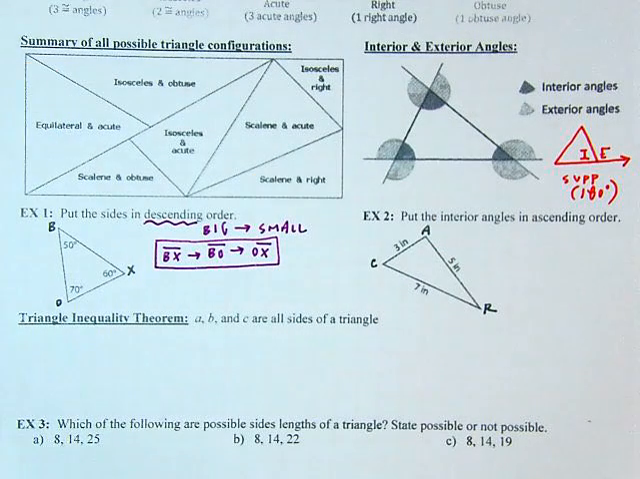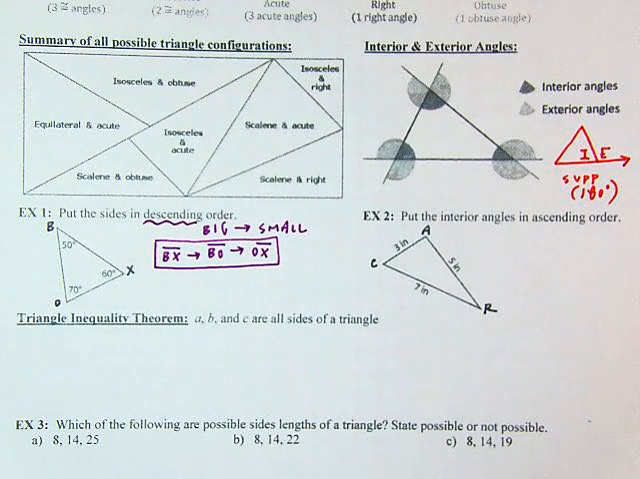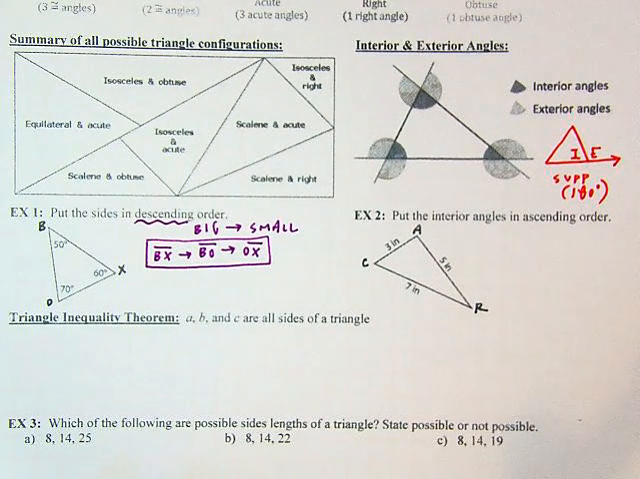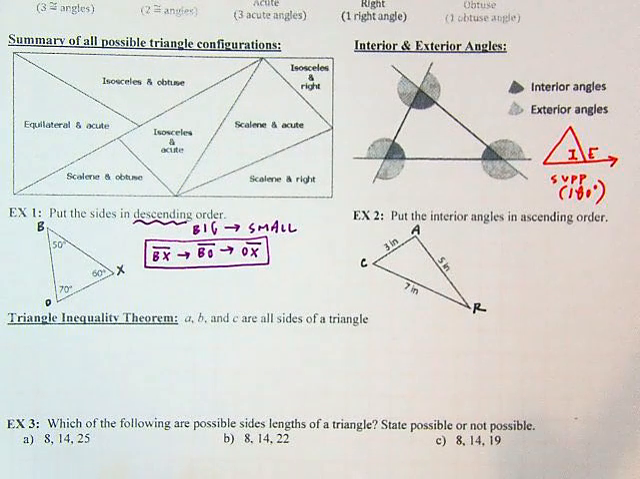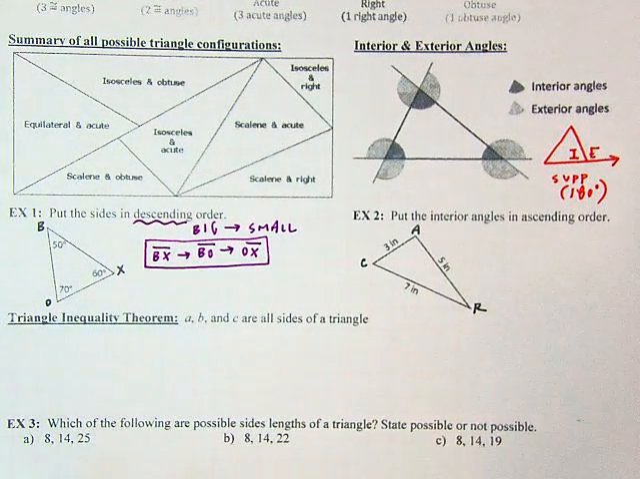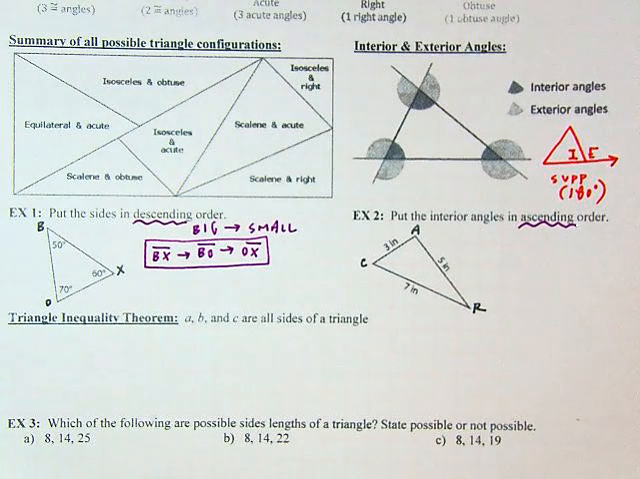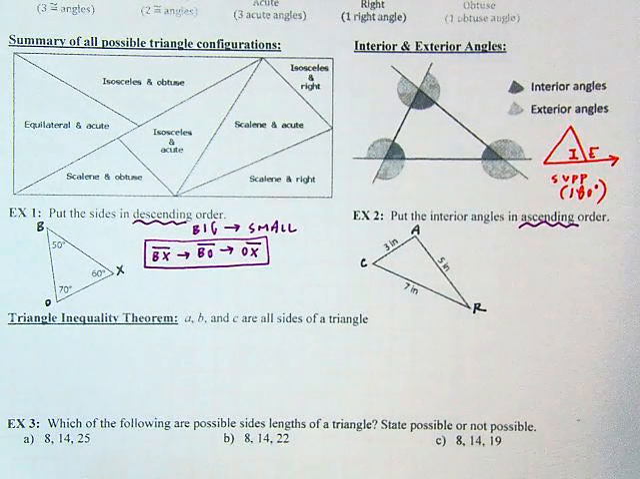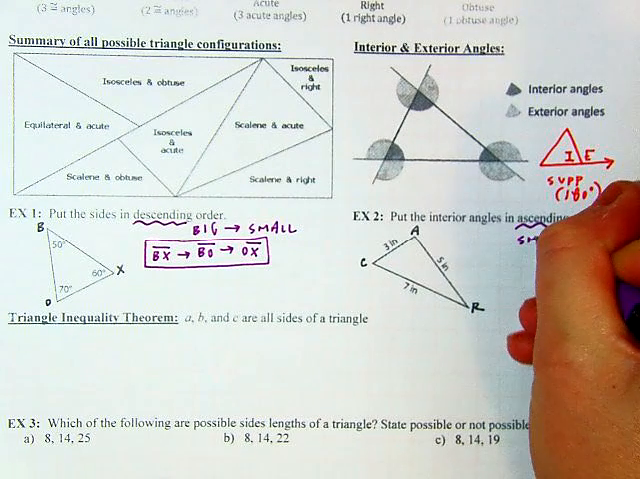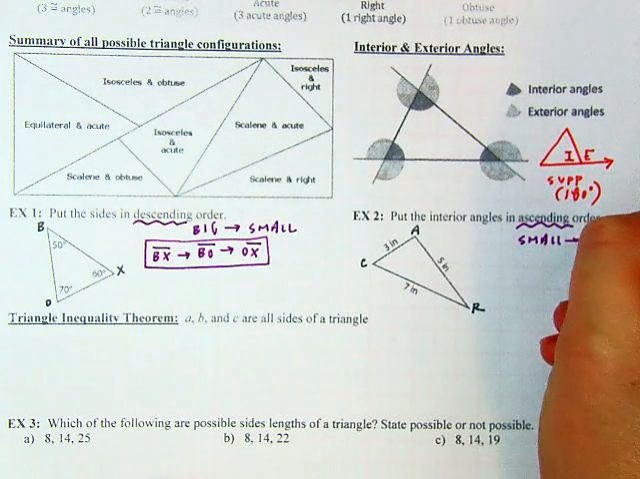So descending order is decreasing order, right? Biggest down to smallest. Okay, in example 2, I'm saying, now I'm giving you all the sides. Let's put the interior angles in ascending order. So ascending is increasing. So I'm looking at small to big.